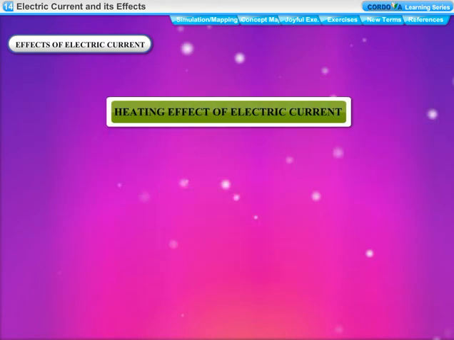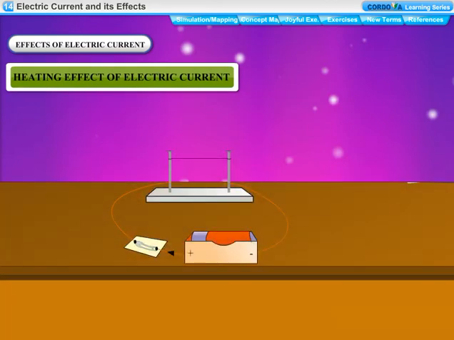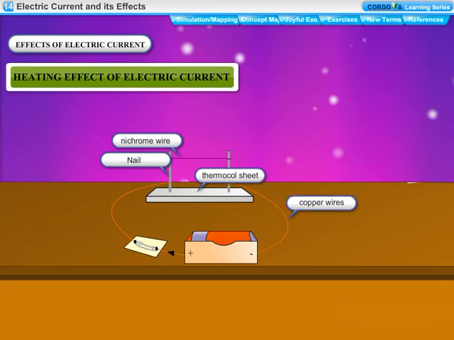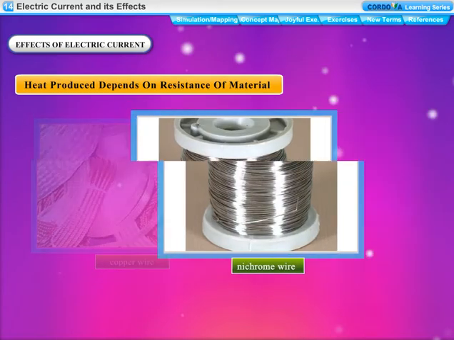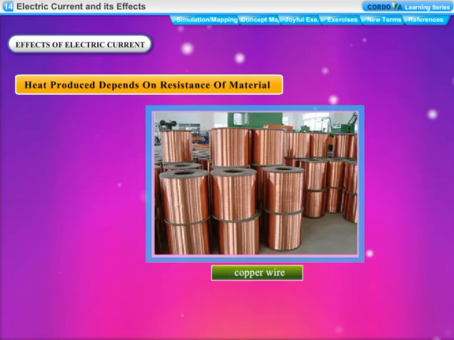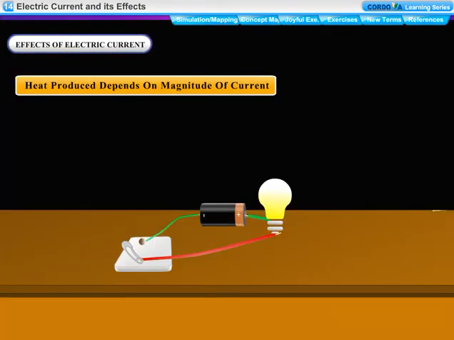Heating effect of electric current. When an electric current is passed through a high resistance wire like nichrome wire, the wire becomes hot and produces heat. This is called the heating effect of current. Two iron nails, thermocol sheet, copper wires, electric cell, switch. Heat produced depends on resistance of material. Heat produced depends on magnitude of current.